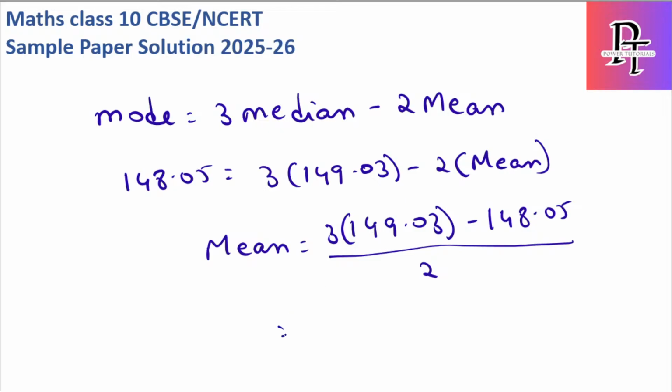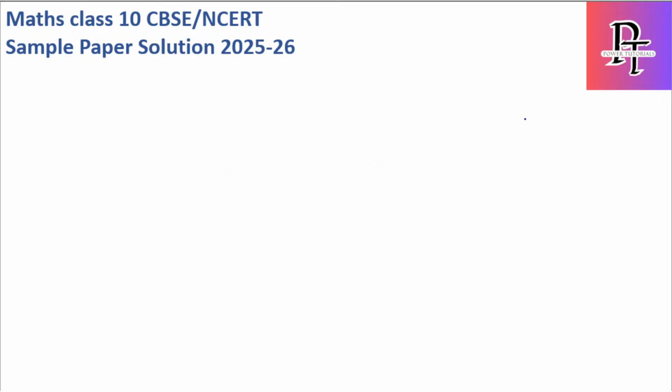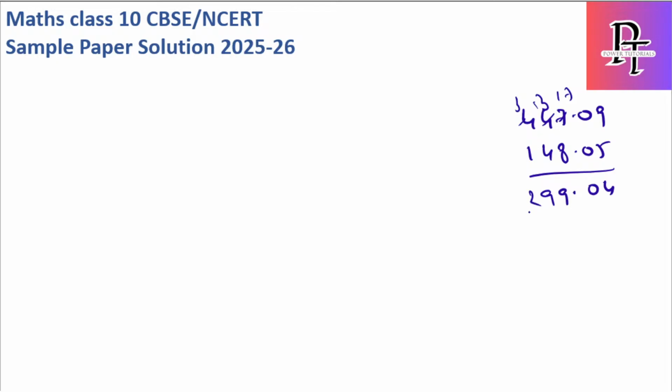Okay, so let's solve this. 3 into 149.03 is 447.09, minus 148.05. So this becomes 299.04 by 2.